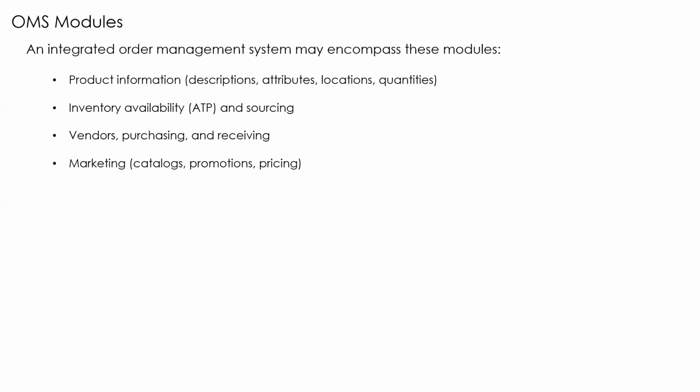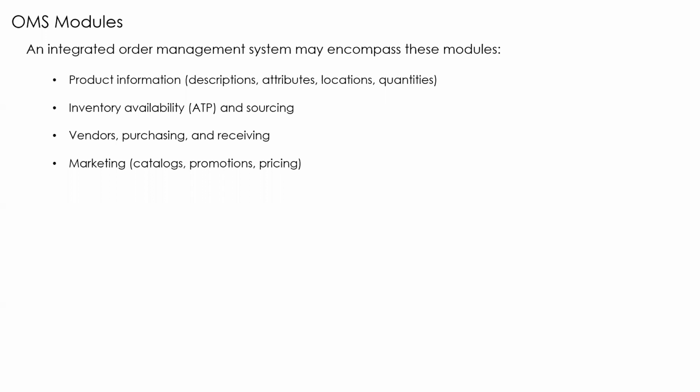Usually, this is what an OMS would have. First is product information. Okay, so this is the most basic thing that OMS needs to have because it needs to have product attributes, right? Description, location, quantities, right? Where is that product available? So product information is the most basic thing that OMS needs to have.